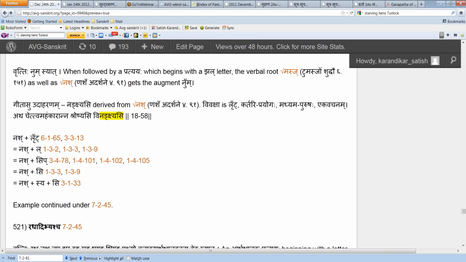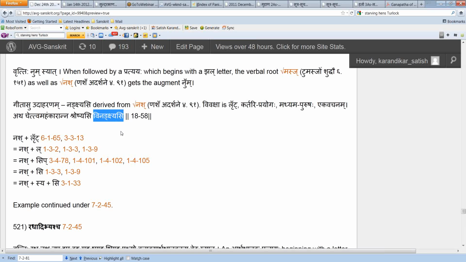Atha cet ahankarat nashyasi vinankshasi. If you don't listen to this due to your ego, then you will be destroyed. You will be lost. You will perish. Vinankshasi. Atha cet. Now, if. From you, ahankarat, because of your ego, nashyasi, if you don't listen, vinankshasi, you'll be destroyed.